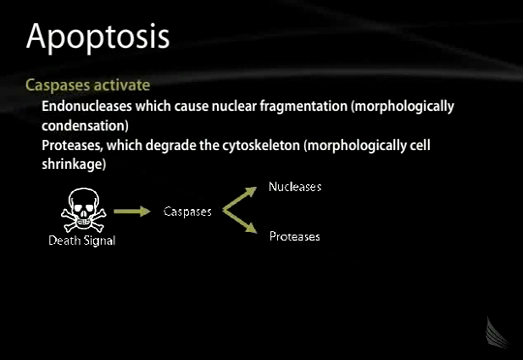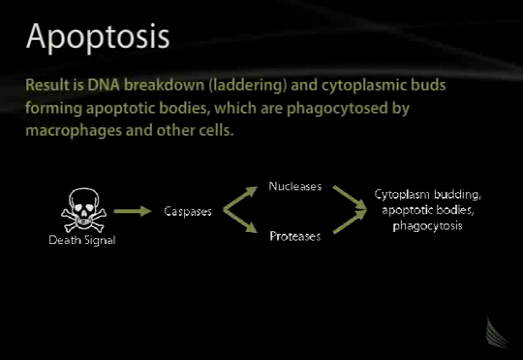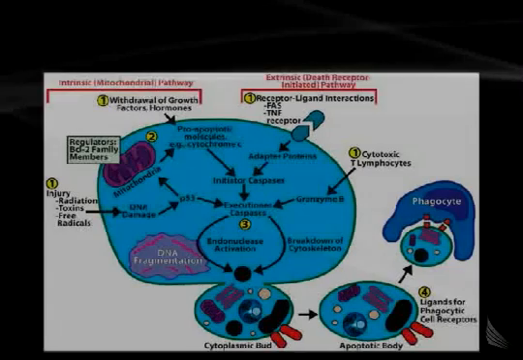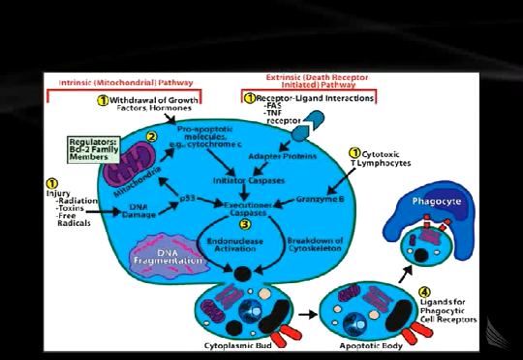Now, the caspases activate nucleases, and these cause nuclear fragmentation, breakdown of DNA, and condensation of DNA. And proteases, which degrade the cytoskeleton, cause cells to shrink and break down all the proteins of the cells. The result of that is DNA breakdown and cytoplasmic budding, and this forms those apoptotic bodies which then can be phagocytosed by macrophages. So here's a schematic of how that process might occur.